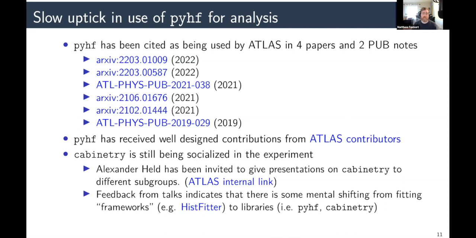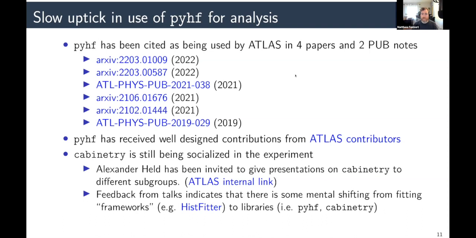And it's also been interesting to see that cabinetry is still being socialized in the experiment. I don't know of any analyses that are directly using it right now. Alex might, but he has also been invited to give presentations on cabinetry to different physics subgroups. And it's been really interesting to see the feedback from those talks and how it might point to the need for some mental shifting from fitting frameworks that have been a norm inside of Atlas, such as HistFitter, to thinking about fitting libraries, which are PyHF and cabinetry.